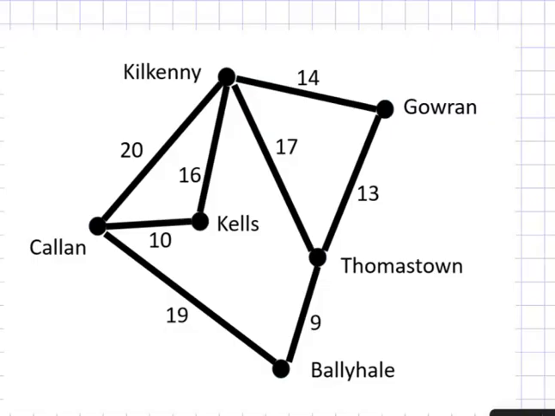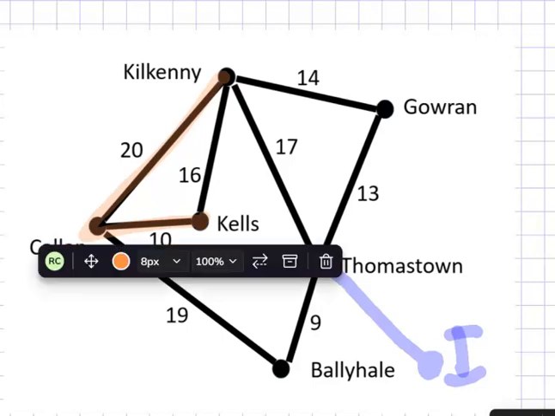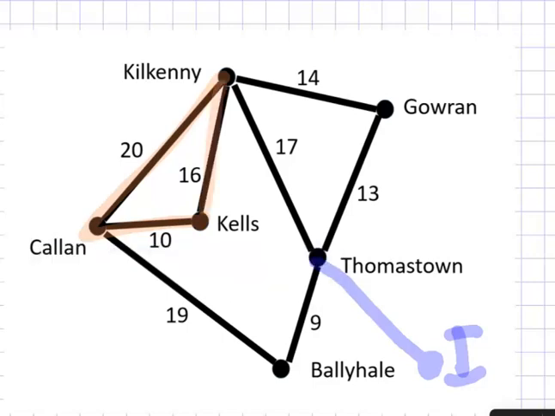So if we added in Inistioge over here, and we wanted to travel to every single node at least once, I'm going to Kilkenny, and I want to go to every single node, firstly exactly once. Immediately now I can't do that, because I'm going back to Kilkenny. Let's try a different way of doing it. Kells, Callan, Ballyhale, Thomastown. Now, if I'm going to go to Inistioge, my problem is I have to go back to Thomastown. So I've gone through Thomastown more than once.